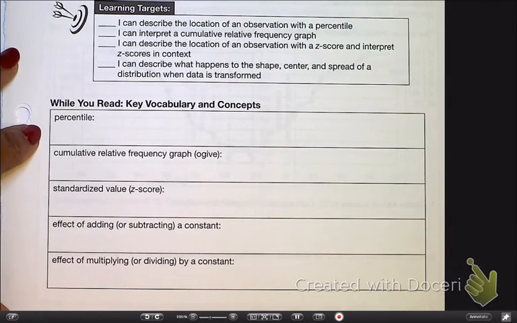I didn't say we were going to mention percentile, but remember, a percentile is the same as a proportion, which is the same as a percent.